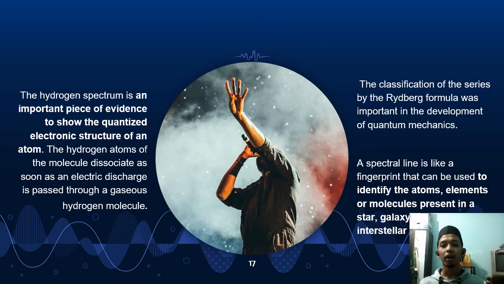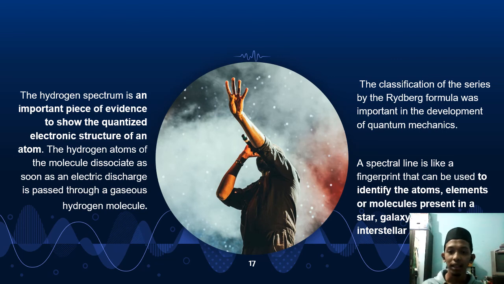At the end of this slide, the conclusion of spectral lines of the hydrogen atom. The hydrogen spectrum is an important piece of evidence to show the quantized electronic structure of an atom. The hydrogen molecule dissociates as soon as an electric discharge is passed through gaseous hydrogen. The classification of the series by the Rydberg formula was important in the development of quantum mechanics.